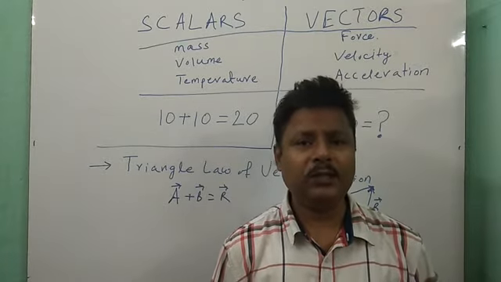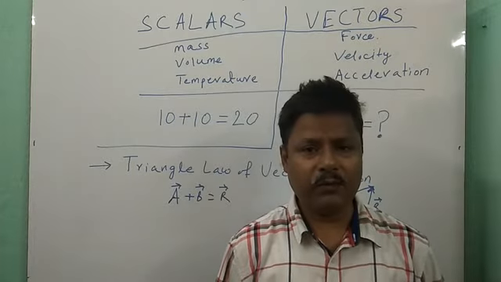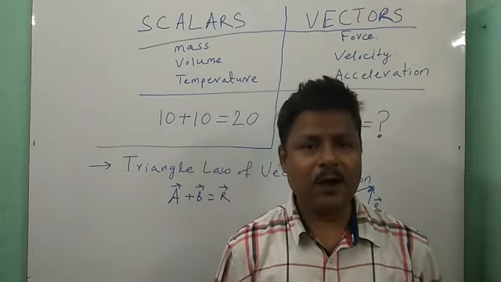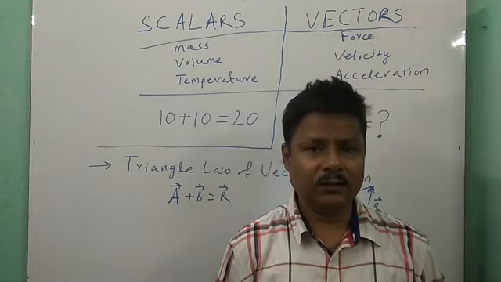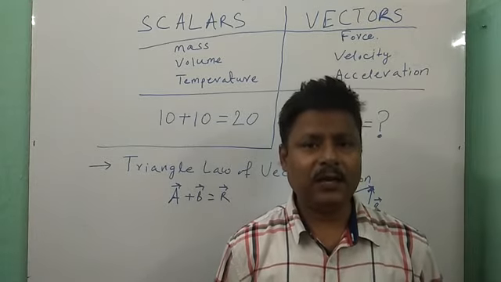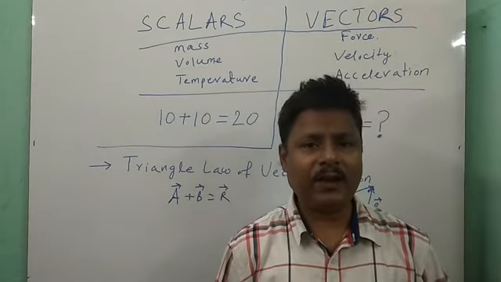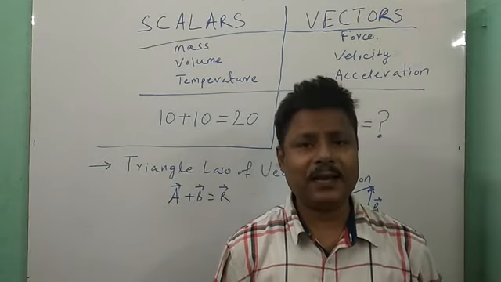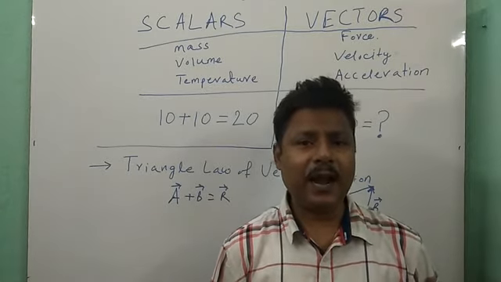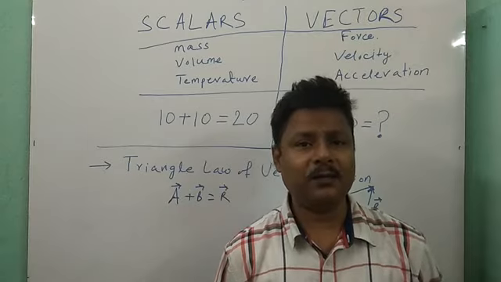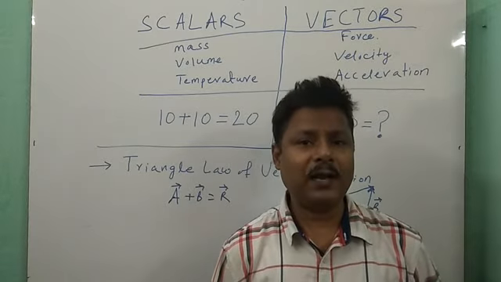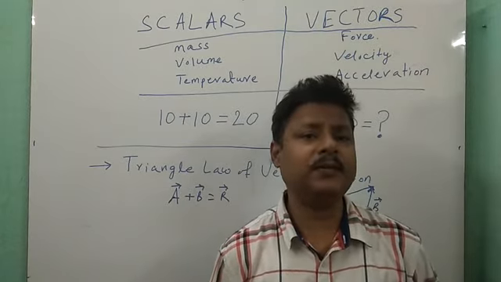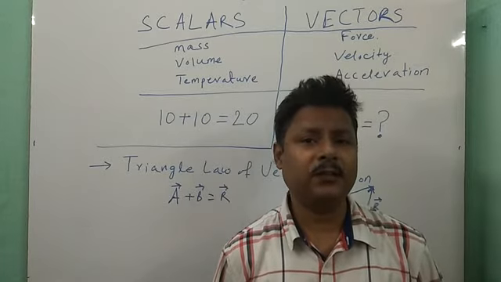That is why, when we do the algebra of these vectors, we will see that they cannot be treated alike. The algebra of vectors is not like the algebra of scalars. Scalars we can add and subtract just like numbers, but vectors we cannot do that. So that distinguishes scalars from vectors.